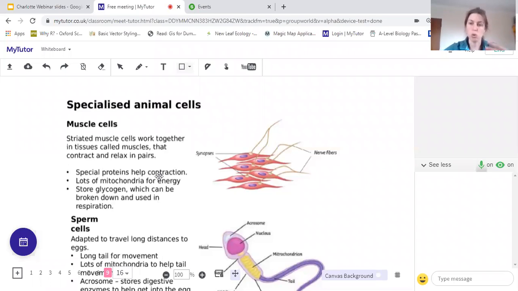So they have stores. So for example, if you're running up a hill really quickly and you can't breathe fast enough to keep getting enough oxygen in for respiration, and you're running out of glucose and your body just can't quite keep up because you're going so fast, then your muscle cells might start to break down the glycogen to give them some more glucose so they can produce more energy and keep you running. Okay, so 3 things for muscle cells: special proteins, lots of mitochondria, and they can store glycogen.